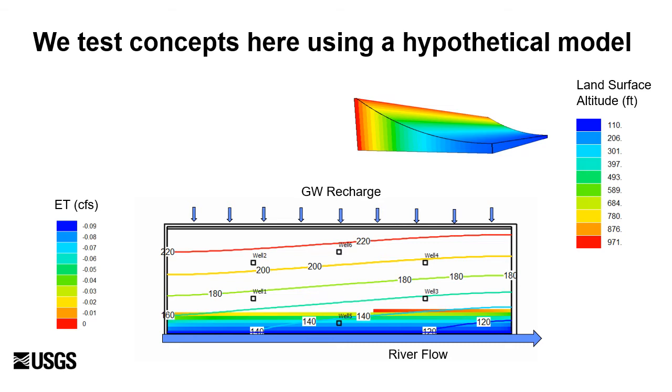So we test these concepts using a hypothetical model. This slide shows the hypothetical model that we used. It represents a relatively simple aquifer system. It's about 6 miles wide and 20 miles long. It's a half valley with the river running down the middle of the valley, which is the edge of the model. There's groundwater recharge occurring from the mountain front, and then there's a river flowing along from the left to the right. There are 6 wells embedded in this model that we pump to test these concepts.